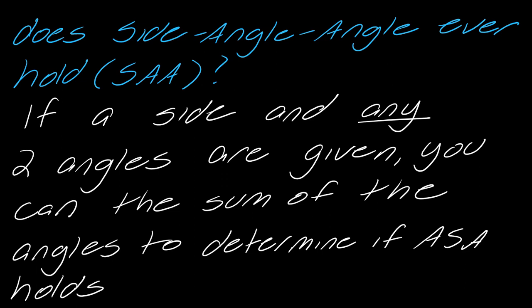And just to give you a crash course review of congruence, does side, angle, angle ever hold? Do we have that type of congruence axiom? If a side and any two angles are given, you can determine the sum of the angles to determine if angle, side, angle holds. So we technically don't have side, angle, angle, but you can manipulate this to see if you have angle, side, angle.